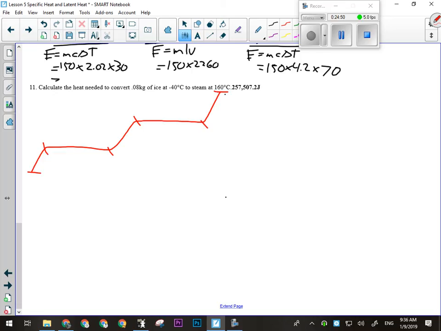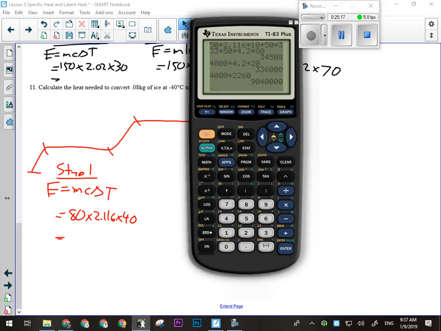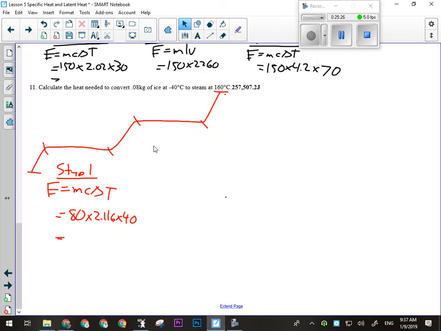So in step 1, I'm taking ice at -40 and heating it to its melting point, which is 0. That's going to be a temperature change, so E equals mc delta T. That's going to involve us taking the 80 grams worth of ice times 2.116, the specific heat capacity of ice, and I'm changing its temperature by 40 degrees Celsius. So 80 times 2.116 times 40 gives me 6,771.2 joules.